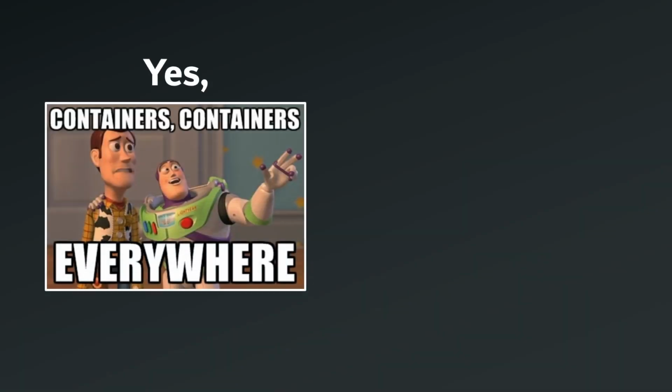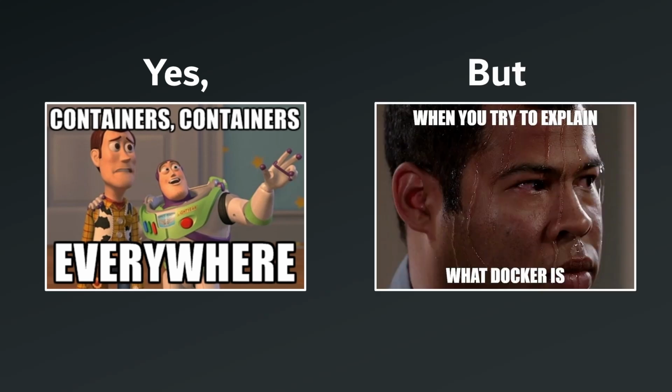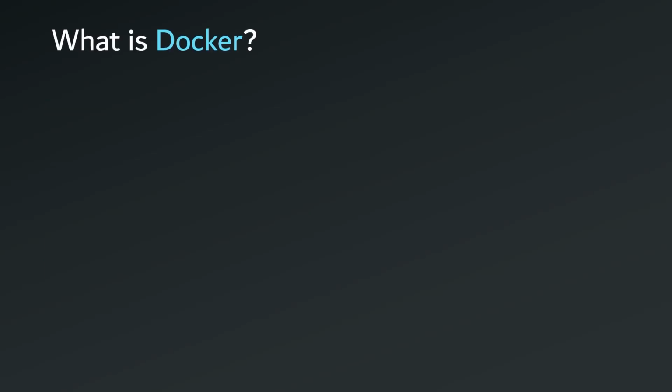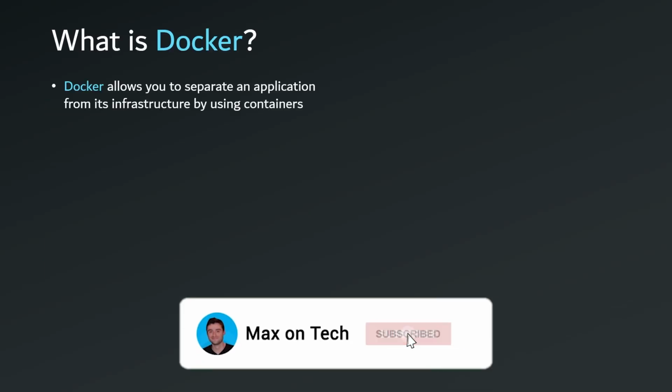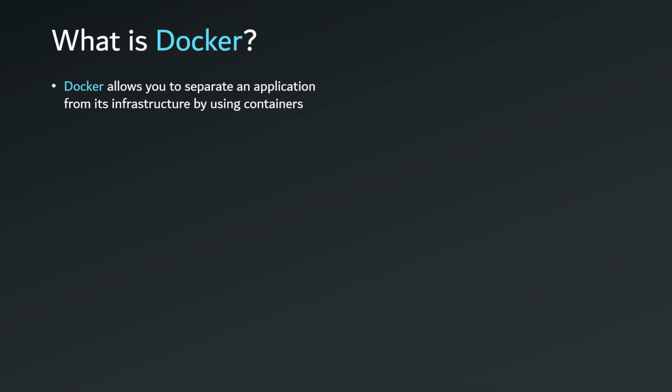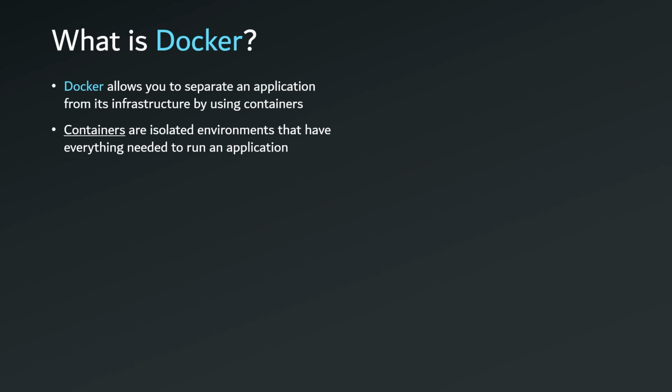Although we have a widespread adoption of Docker and use it everywhere, very many people in the IT industry cannot explain what it is. If someone were to ask you what Docker is, here's what you can answer. Docker is a software that allows you to separate an application from the infrastructure by using containers. These containers, in turn, are isolated environments that have everything that is needed to run the application. This has really many advantages.